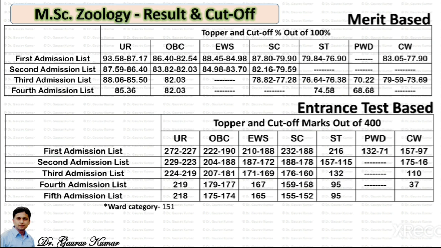So this was a ward category. So he or she got around 151 marks in the entrance test. So let's come to MSc Biochemistry.